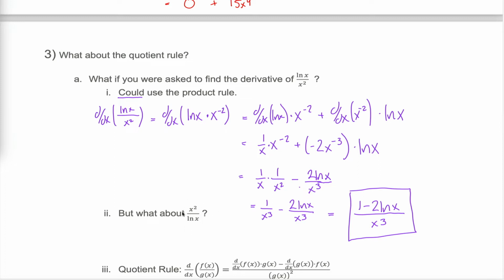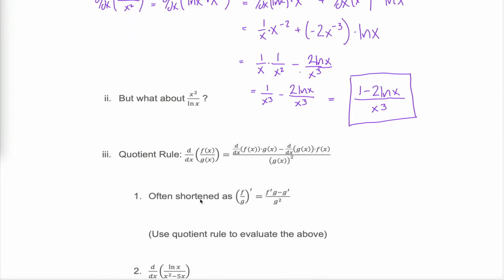So in this case, you're kind of stuck. You could rewrite it if you want, but you won't be able to rewrite it in a way that'll allow you to use the product rule. Damn, that's too bad. What can I do? Well, there's this thing called the quotient rule.